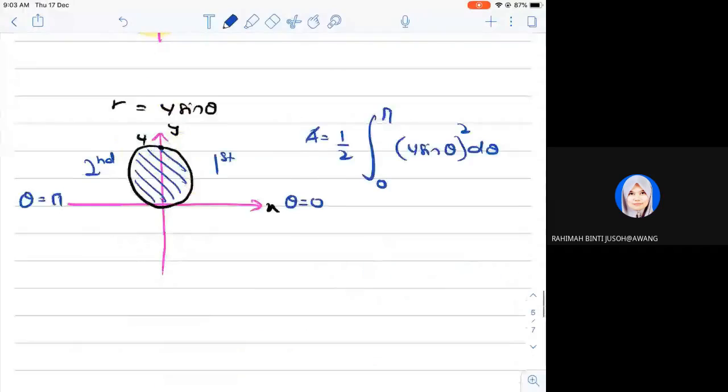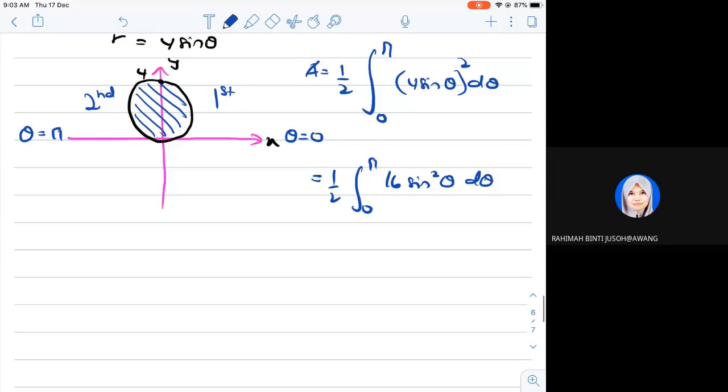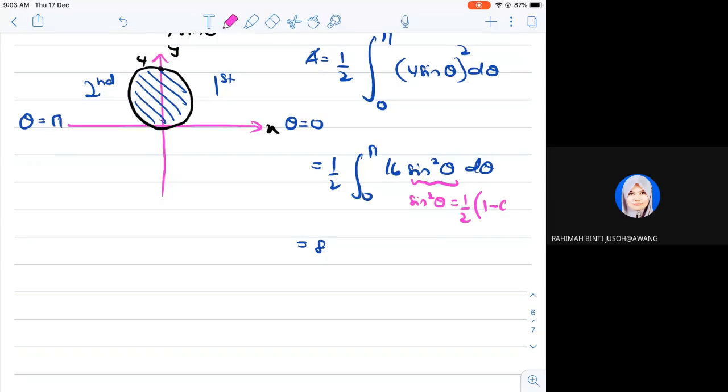Okay, so let us solve this question. So we have 1 over 2, integral from 0 until pi, 4 squared is 16, sine squared theta d theta. So 16 times half should be 8. Okay guys, so now sine squared, you have to substitute with the double angle for sine squared. It's different from cos squared. For sine squared theta, what does it become, guys? 1 over 2, 1 plus or minus? Minus. Yes, good. Minus cos 2 theta. It is cos also, but it is minus. That is the difference. For sine squared, it is minus cos 2 theta.